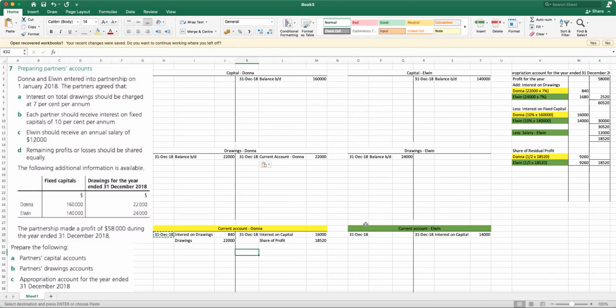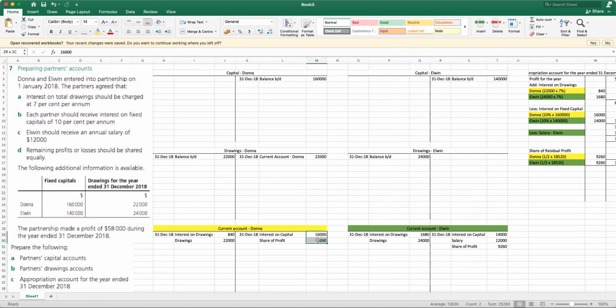So before we balance it, let me just do Alvin, do the same thing as well. So interest on capital, then we have salary of 12,000, and then the share of profit is 9,260. Each of them gets 9,260. So once these are done, this one is interest on drawing, and then drawing. So interest on drawings would be 1,680, and drawings would be 24,000. Right. Now let's just see which side is more. This side will be more.